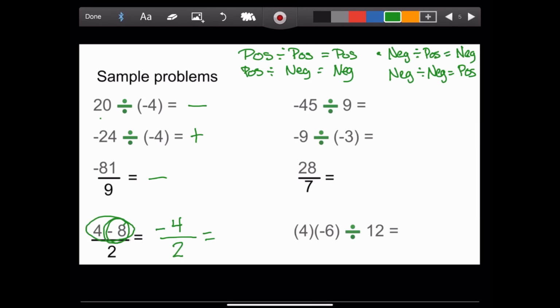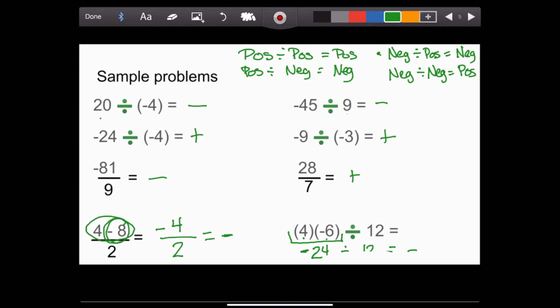So a negative divided by a positive is a negative. Again, a negative divided by a positive is a negative. I have here a negative divided by a negative is a positive. And then a positive divided by a positive is positive. And then on this final one, I have to solve this first. So a positive times a negative is a negative. So 4 times 6, that's going to be negative 24 divided by 12. And a negative divided by a positive is a negative answer.